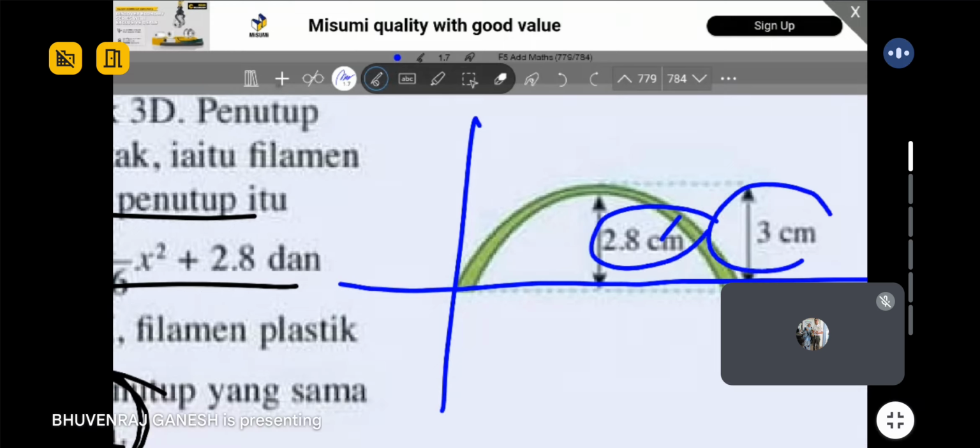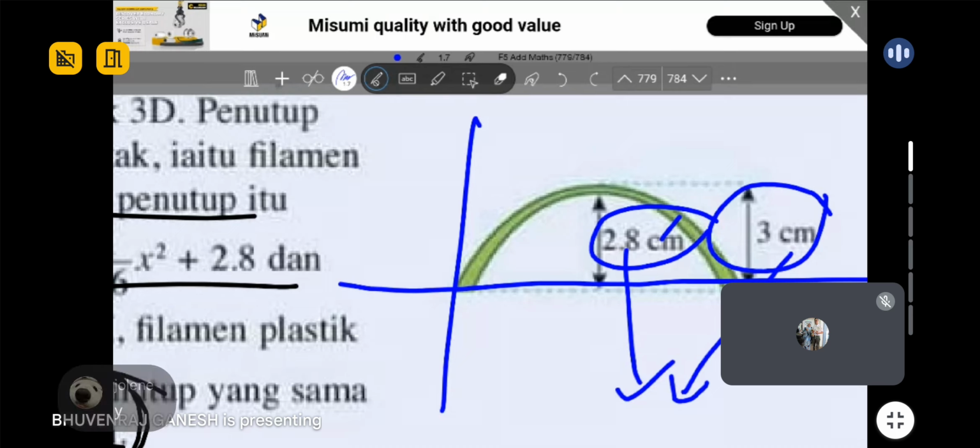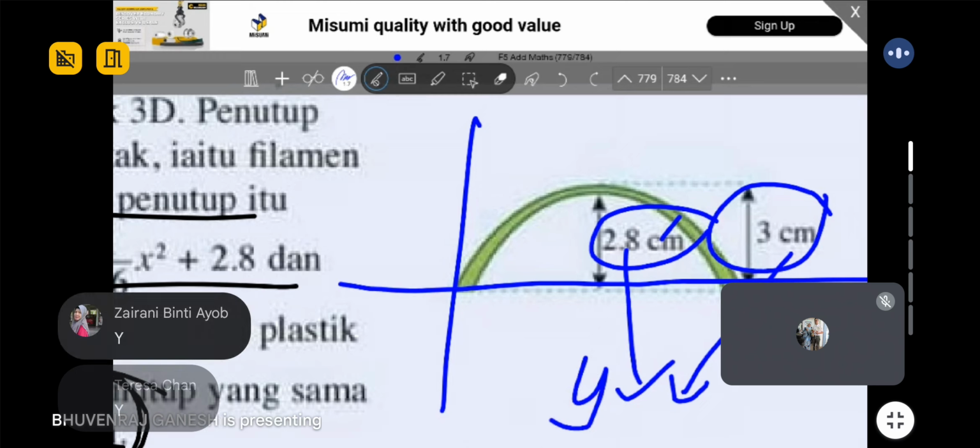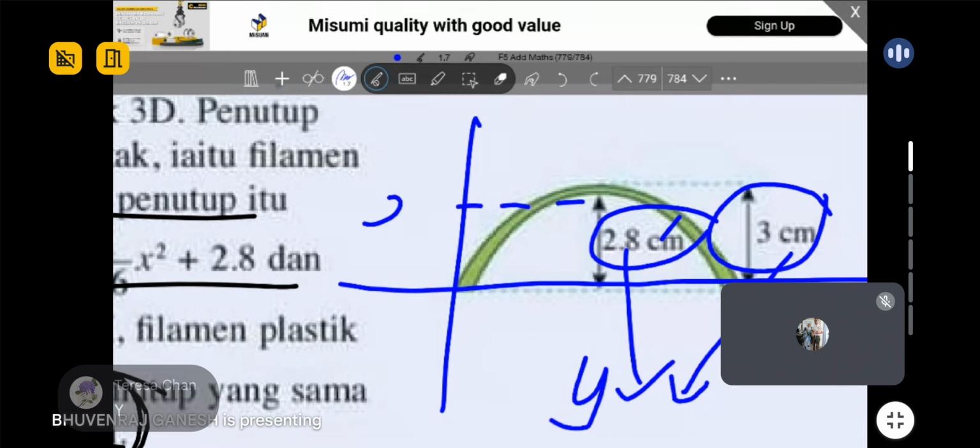Tengok nilai yang diberi guys. Sangat senang. Nilai ni mewakili Y atau X? Cuba jawab. These two values over here, 2.8 and 3, yes, dia mewakili Y. Am I right? So that means you can integrate towards the y-axis. The y-axis is much easier. Okay, lebih senang. So you choose the y-axis.